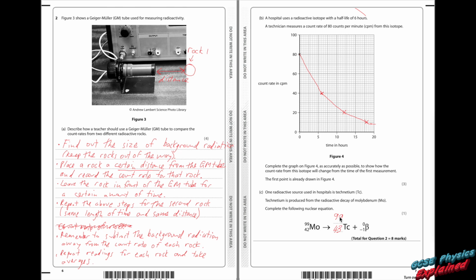So this number had to be 99 because 99 plus 0 equals 99. And it's the same for the bottom number. Whatever this number is here on the left-hand side of this arrow, when you add this number to this number, it has to equal that number. So 43 plus minus 1 gives us 42.